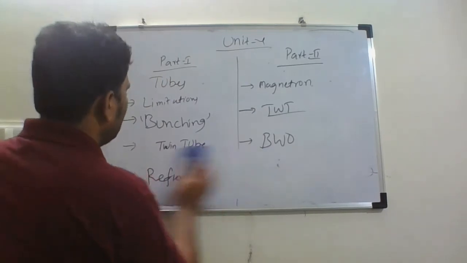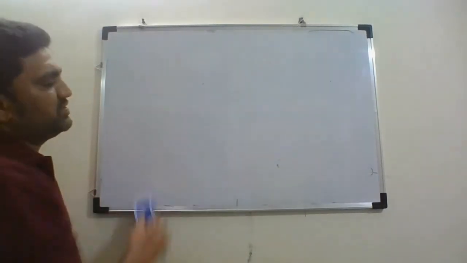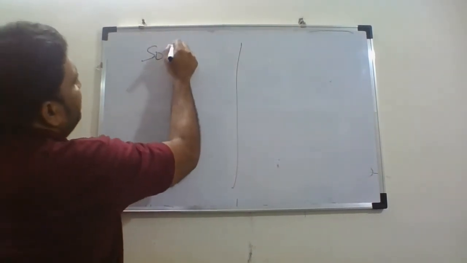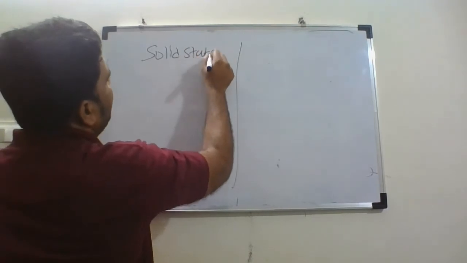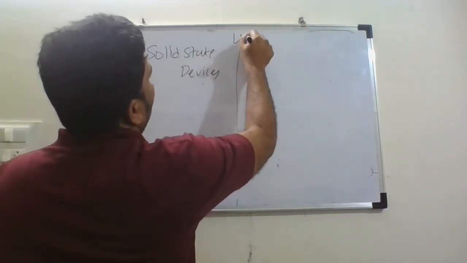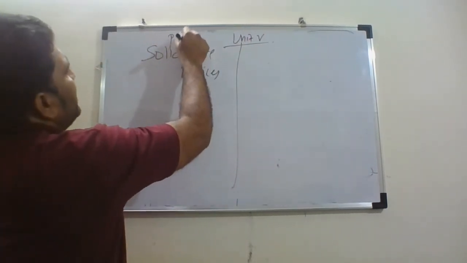And then the last unit, which is the final unit of our syllabus, again has two parts. The first part of the fifth unit discusses solid state devices. So this is unit 5. In the first part we will be discussing the solid state devices.